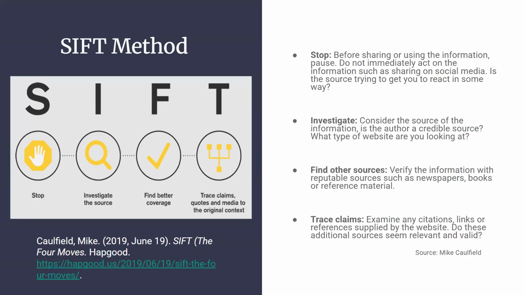While the SIFT method was created to evaluate digital content in general, the methodology can apply to AI content as well. Each of the letters is an acronym, so each of the letters, of course, corresponds to a different point. The first is S, stop. Before sharing or using the information, pause. Do not immediately act on the information, such as sharing on social media or taking a political action. Is the source trying to get you to react in some way?